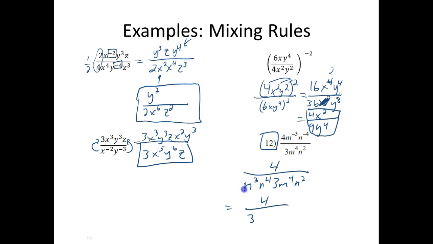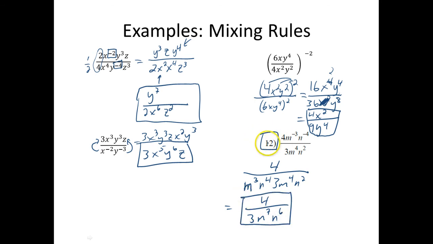Let's see here. That's supposed to be an m. M cubed, m to the 4th. That's m to the 7th altogether, because we have 3 m's here, 4 m's here, altogether 7 m's. And then we have n to the 4th, n squared is n to the 6th altogether. That's the best we can do.